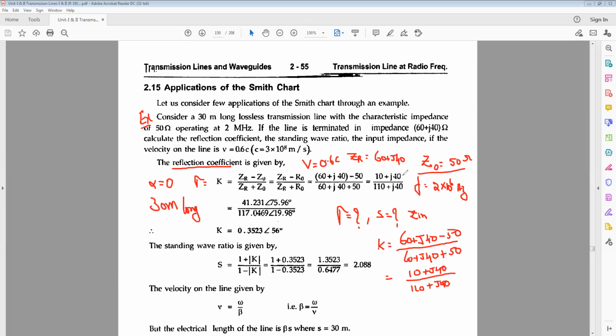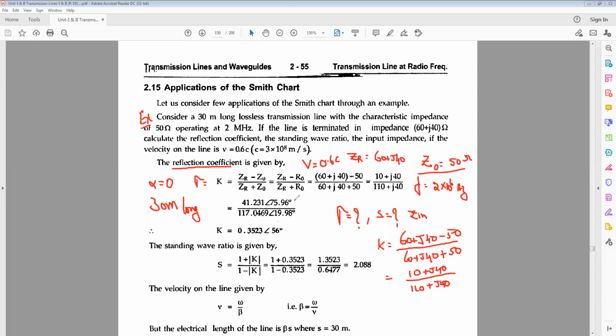By using your calculator, convert this rectangular form to the polar form. The magnitude is under root of x square plus y square. What is the x here? 10 means 100, and 40 square, 40 into 40, 1600. And under root value, you get 41.23 with an angle of 75.96 degrees.